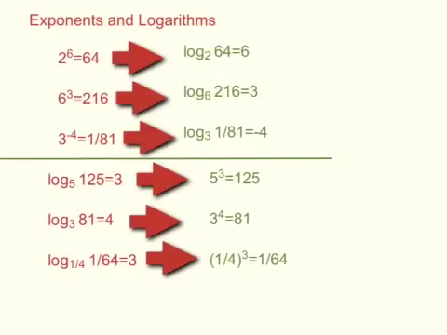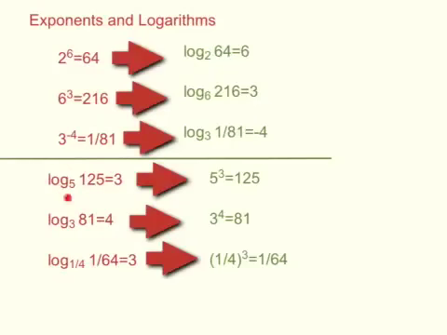And the last one, changing from exponents to logarithms, 3 to the negative 4 is 1 over 81. Now, if I wrote that in log form, it would be the log base 3 of 1 over 81 equals negative 4. I'm just rearranging the numbers and putting the word log in there. And we can go the other way.